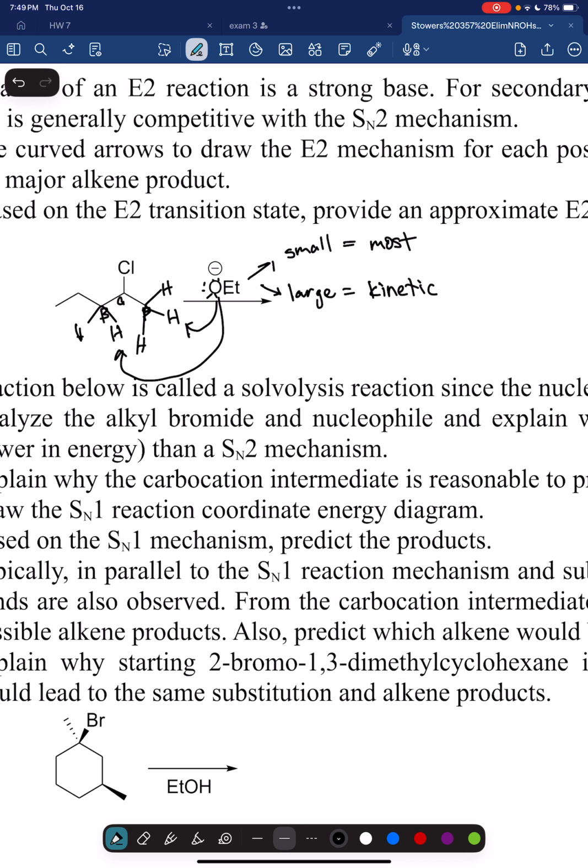I'll give you another big hint. That is a small base. It's not a tert-butoxide or anything like that.